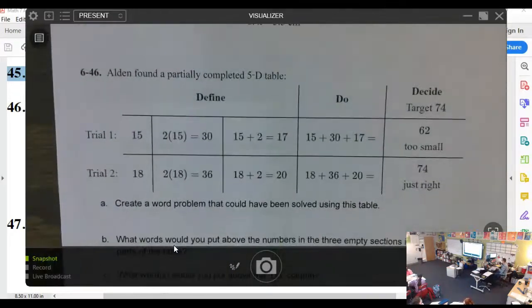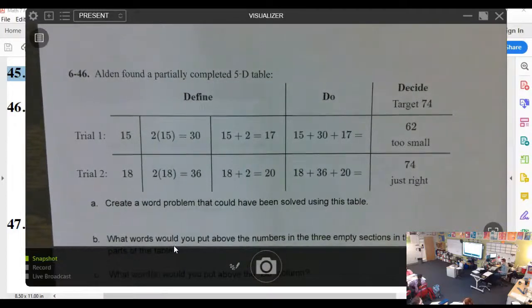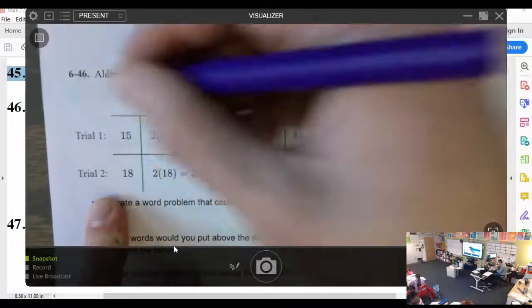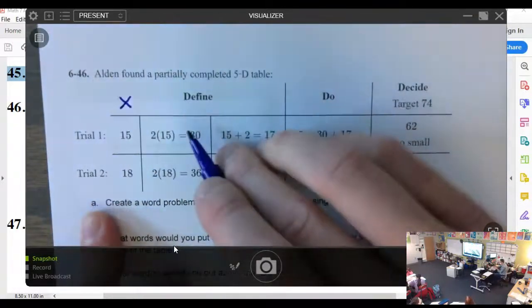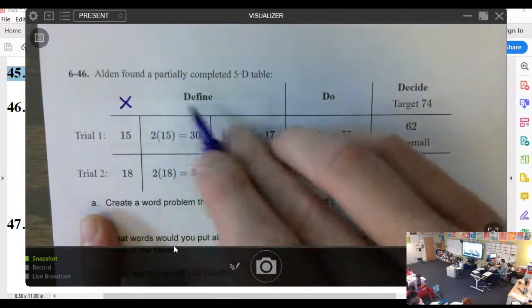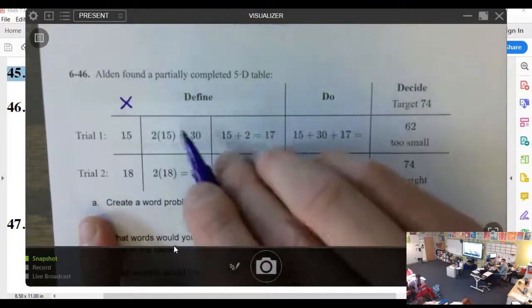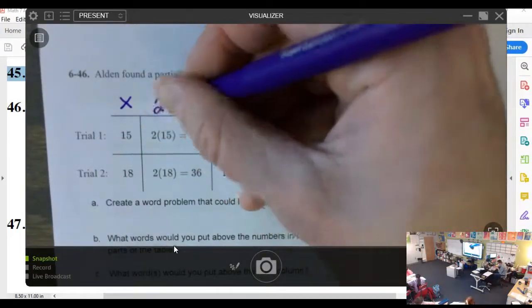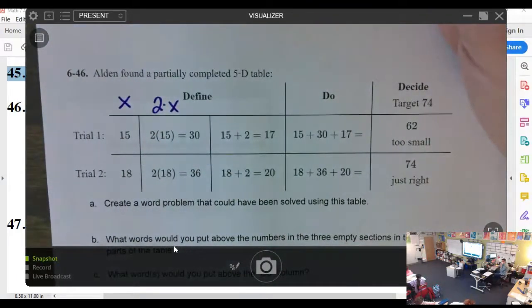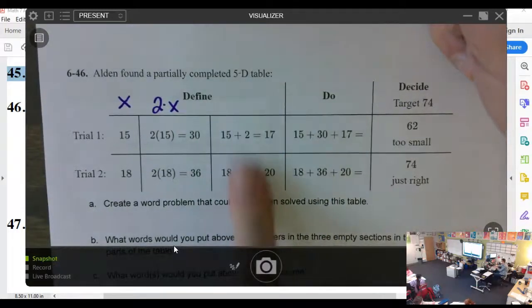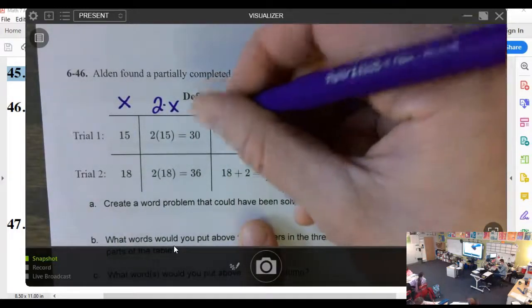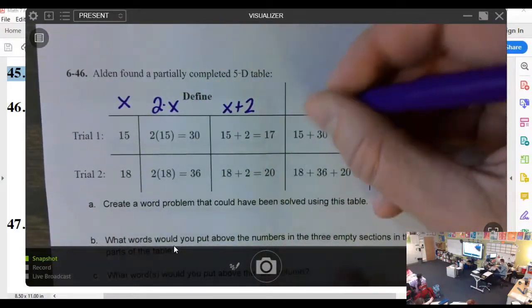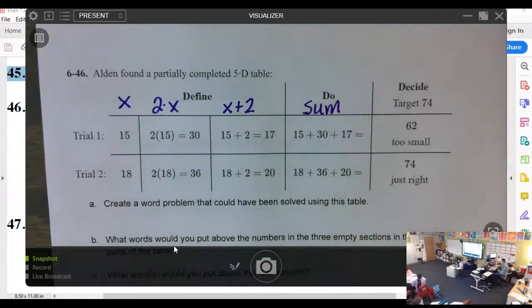46 is one of those where we kind of observe what they did. If I call my guess number x, what is this second column doing with the x? Yeah, it's timesing it by 2. So I can write 2 times x. What's the third column here doing? It's adding 2. My do column, remember how we talk about addition is sum?